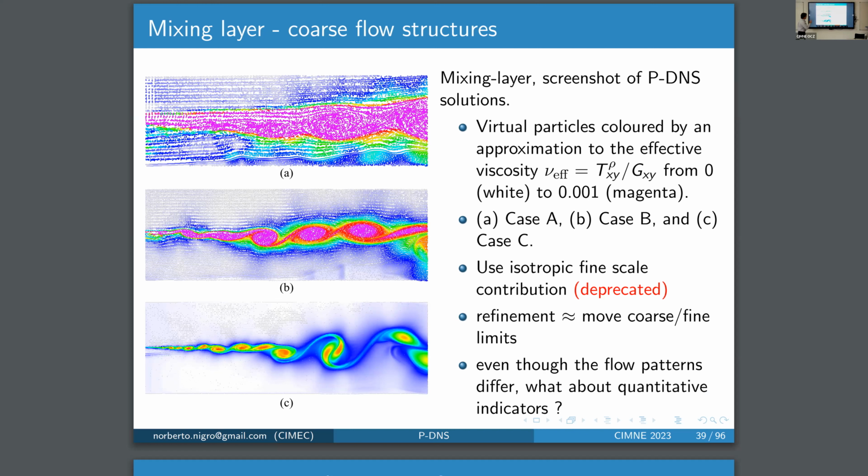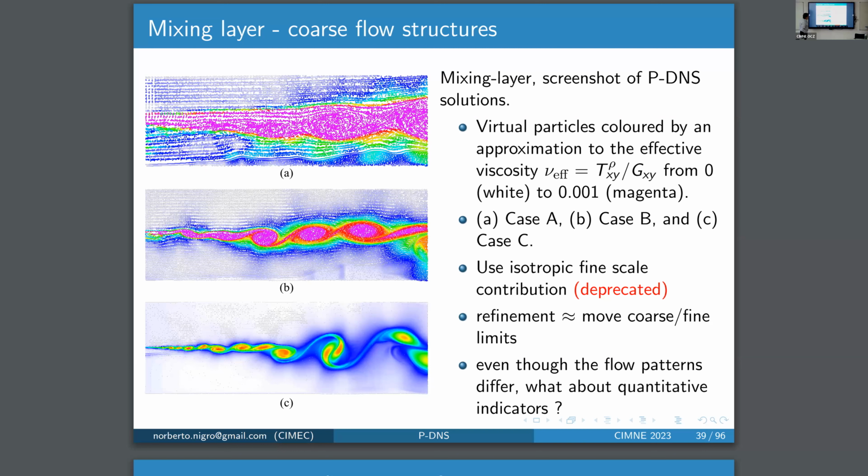But here also we use the previous version that is effective viscosity. This is one of our first examples that we tried to represent with the technology. But here we mention that this kind of turbulence identification factor, like the modifier of the effective viscosity, is now deprecated.